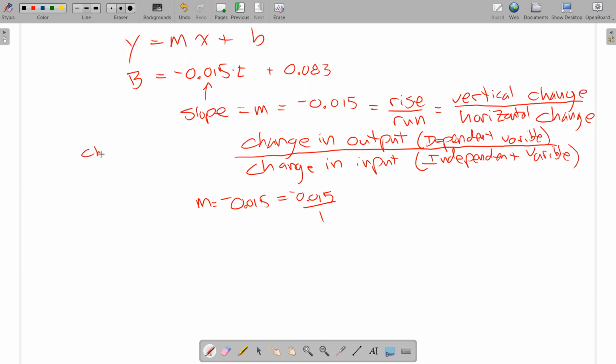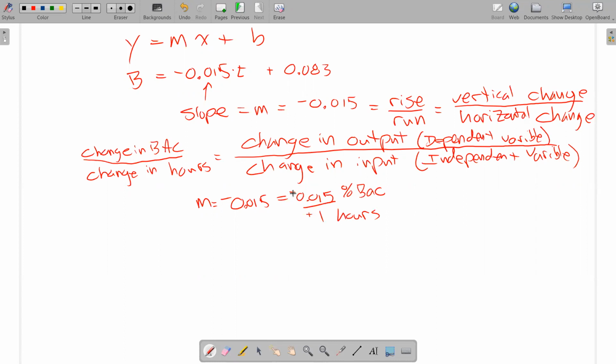So I have a change in BAC in the numerator. And my input variable, that's the denominator of this fraction, that would be my change in time. Time was in hours. That would be a change in hours. So this one right here would be a negative 0.015, that's the percent BAC, divided by a positive 1 hour.